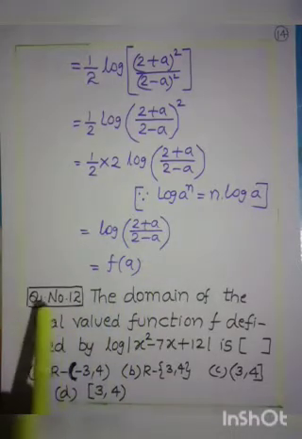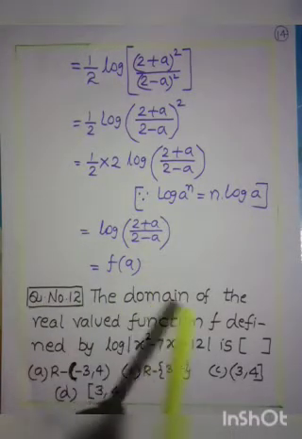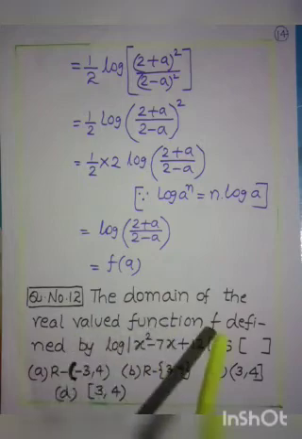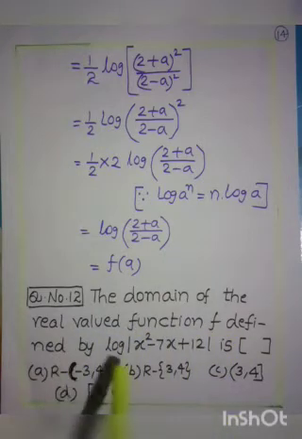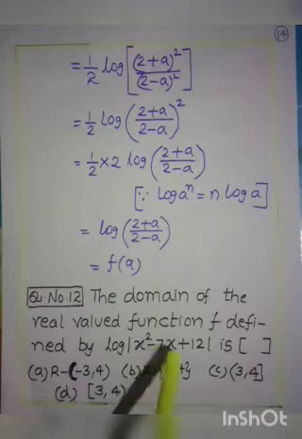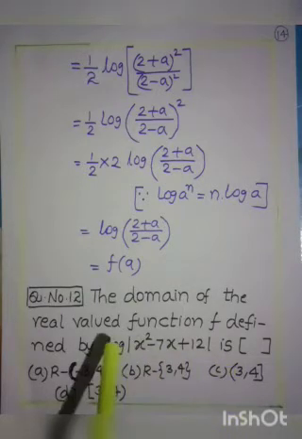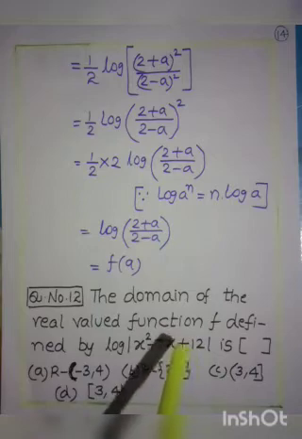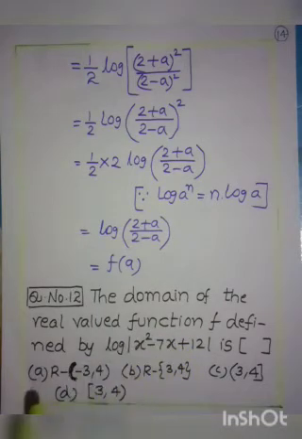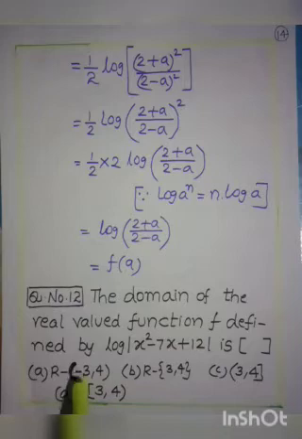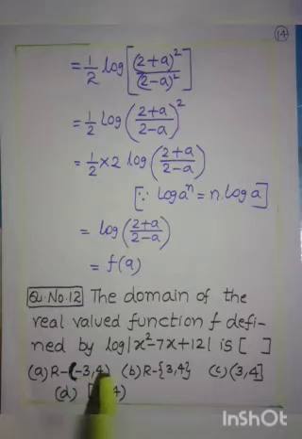Now come to the question number 12. The domain of the real valued function f defined by log of mod x square minus 7x plus 12 is. Now we have to find the domain of the given function. Option A is R minus open interval minus 3 comma 4.